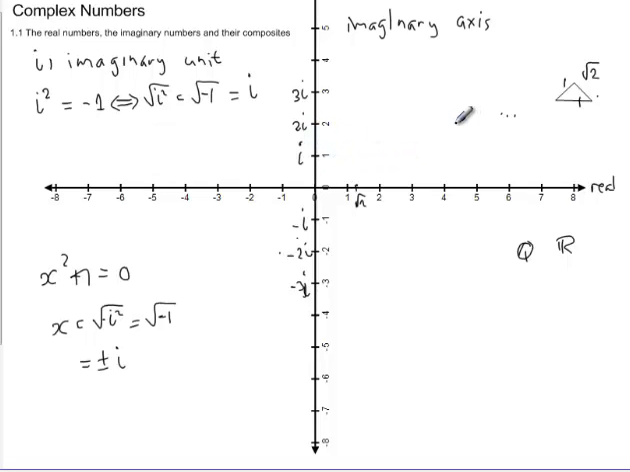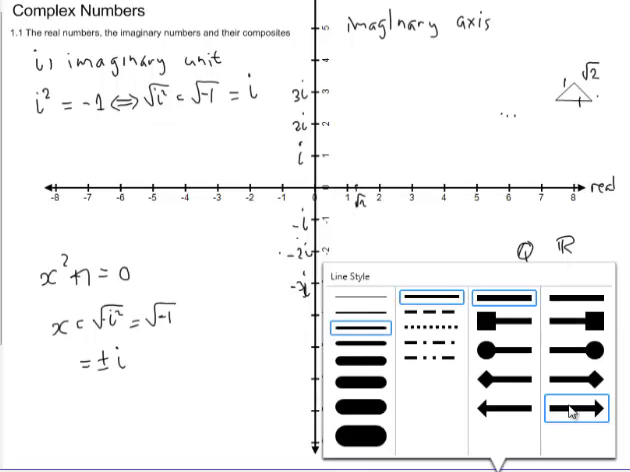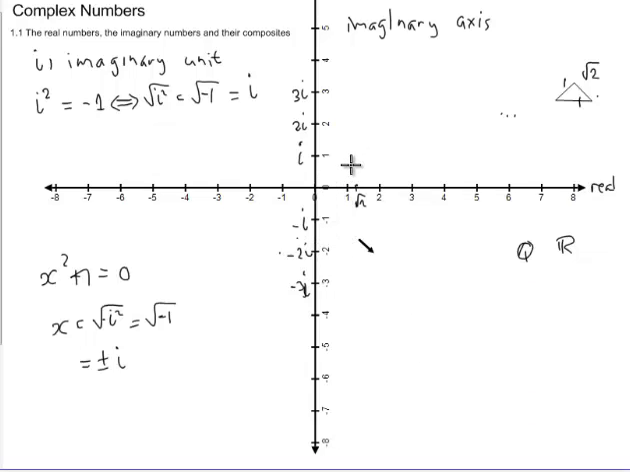What about points outside? Check this. Now here, I'm appealing to your knowledge of vectors. What about numbers outside, the points outside what? Outside this real axis and imaginary axis. Look at this.